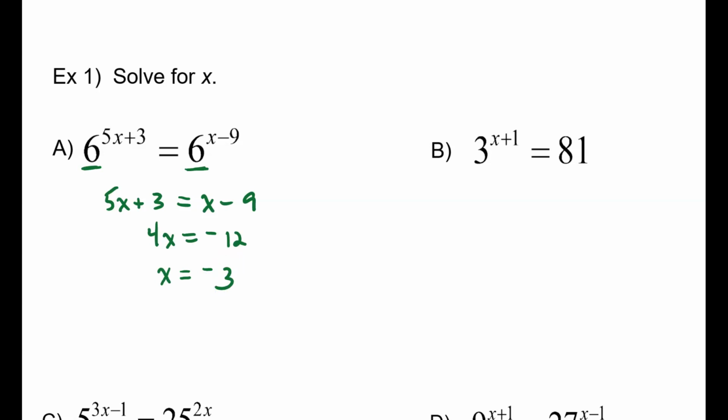All right, these are usually pretty quick to check. So if I just do a quick check here, this would be 6 raised to the 5 times negative 3, which is negative 15, plus 3 would be negative 12, equals 6 to the negative 3 minus 9, which is negative 12, and those two are indeed equal to each other. So x does equal negative 3.